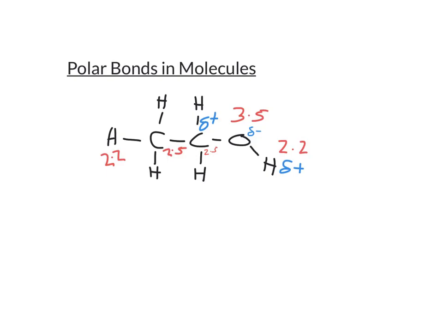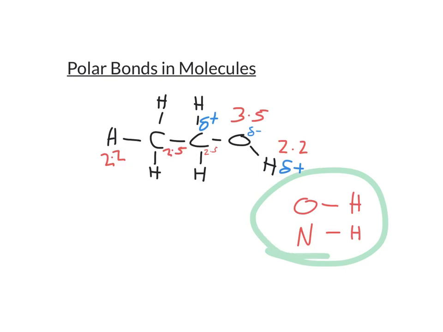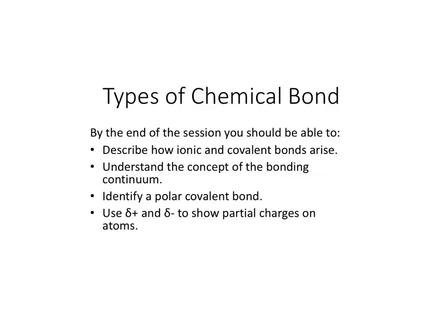We won't bother with the carbon and hydrogens because compared to the other two polar bonds in this molecule, they aren't significant. If you're trying to decide if a molecule has polar bonds and you're trying to do this very quickly, the key ones to look out for are oxygen bonded to hydrogen, nitrogen bonded to hydrogen. These are really important key bonds that show there is a polar bond there, and if you spot that in a molecule, that's your polar bond to go for.